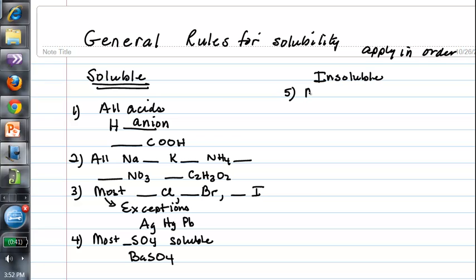So rule number 5 is that most hydroxides, carbonates, and phosphate compounds are insoluble. Now, these rules are applied in order, so if you have sodium hydroxide, it's soluble because back here in the sodium compounds, you already decided that your compound was soluble because it started with sodium.